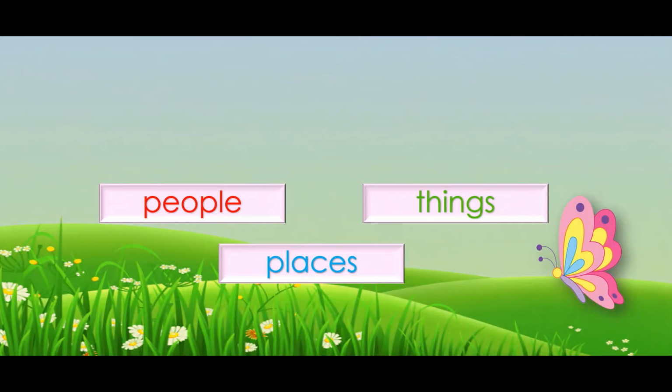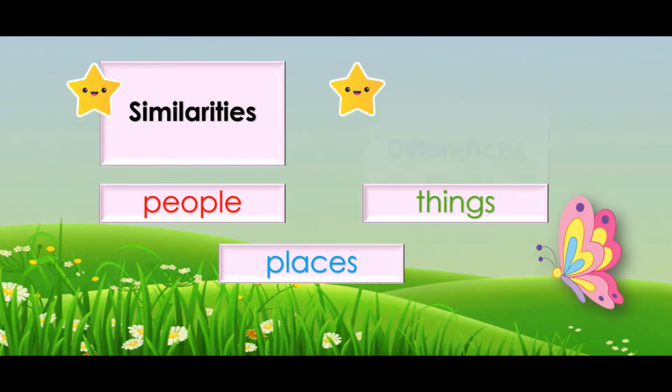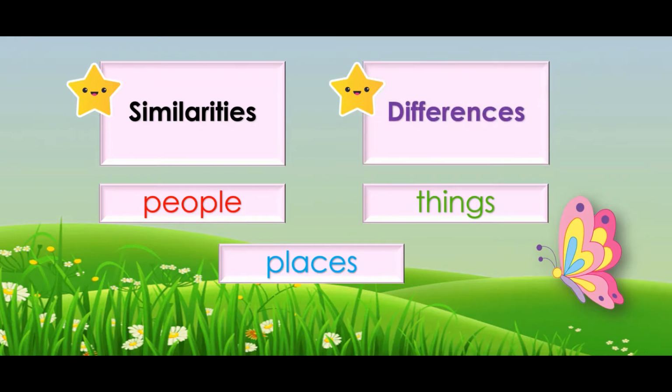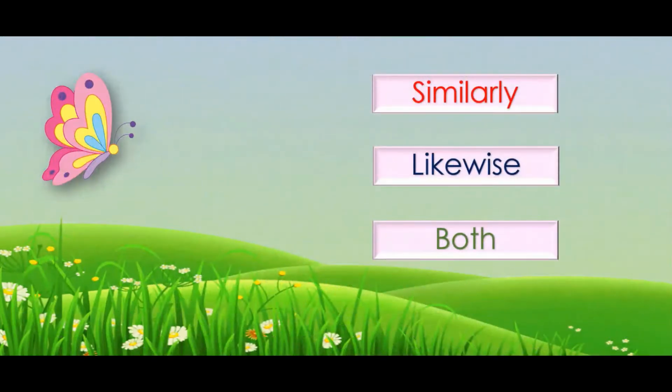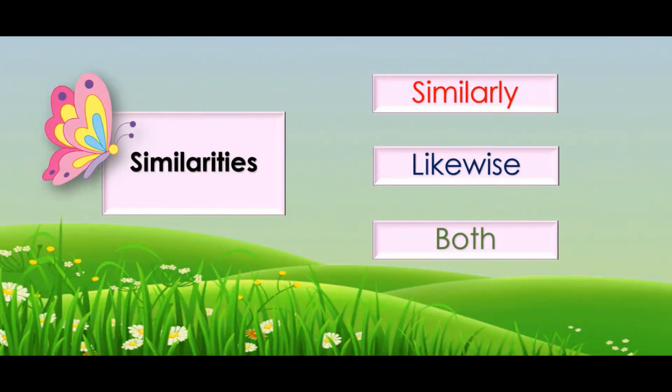When you write about the similarities and differences between people, places, or things, you can use the following words. For similarities, you can use similarly, likewise, both.